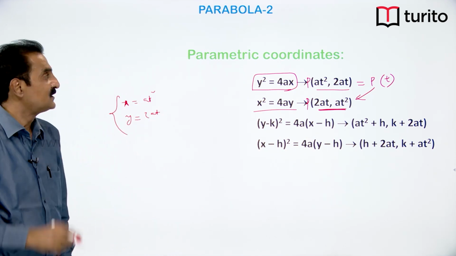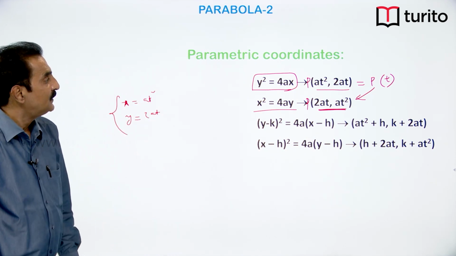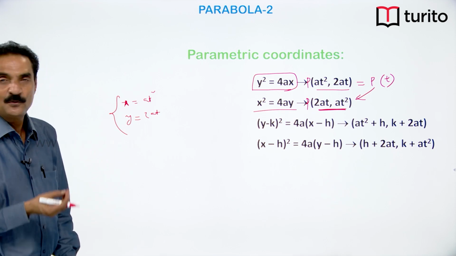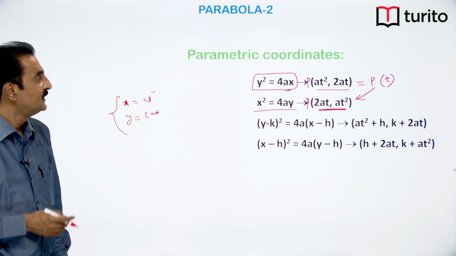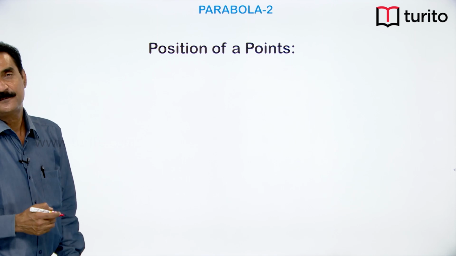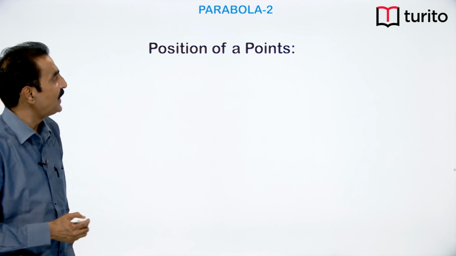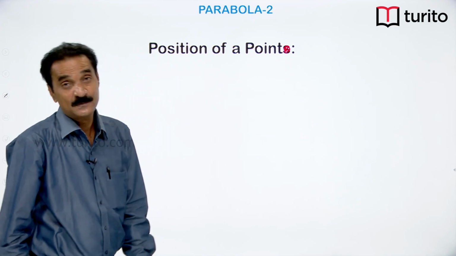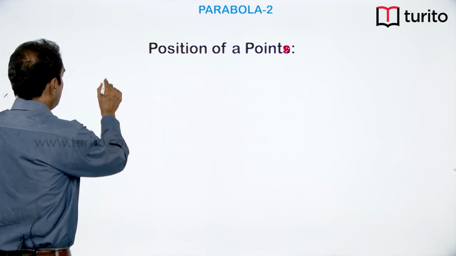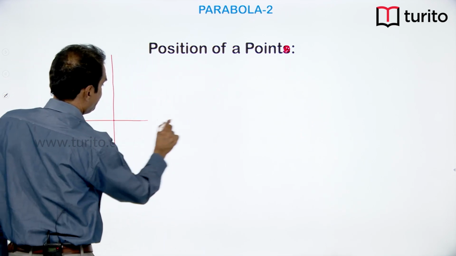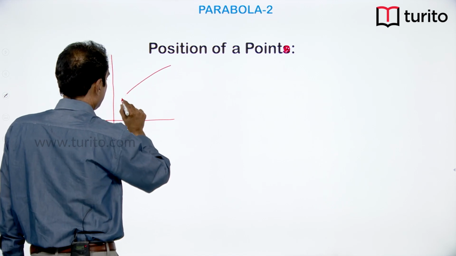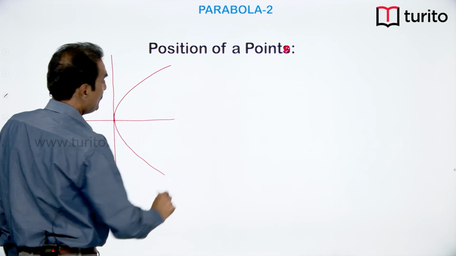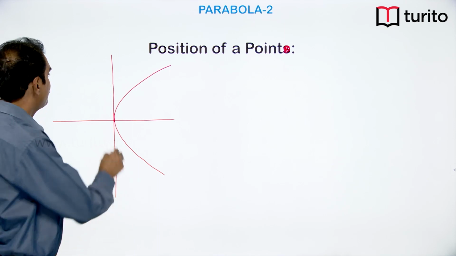Now, let us start problems after discussing a few more theory points. Position of a point with respect to a parabola. Let us take the parabola y square is equal to 4ax.